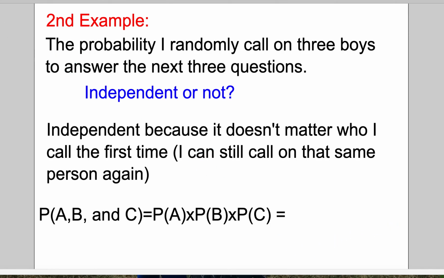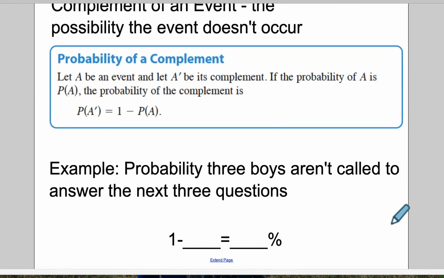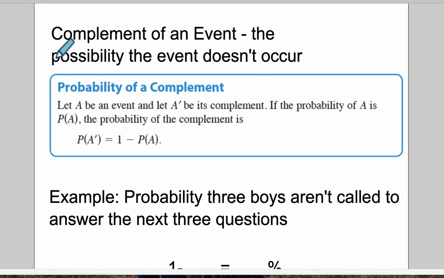The last definition I have for you guys in this video is the complement of an event, which is simply the probability that the event does not happen. Let A be an event and A prime be its complement. The probability of the complement of A is 1 minus the probability of A.